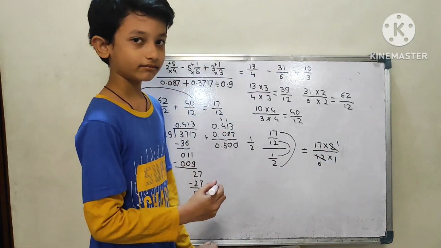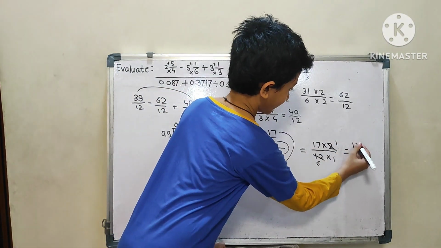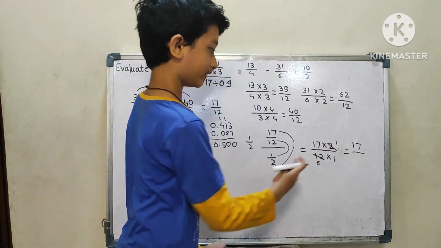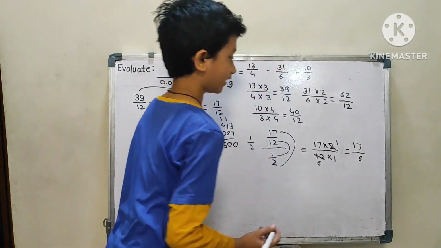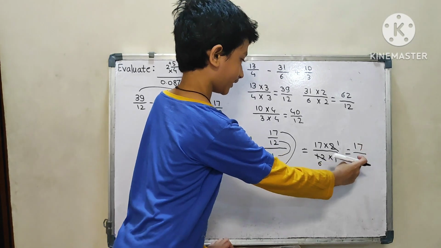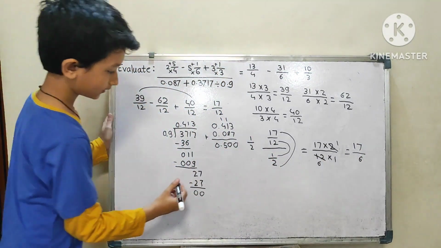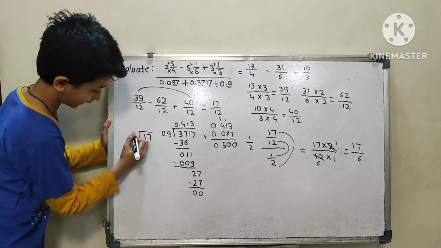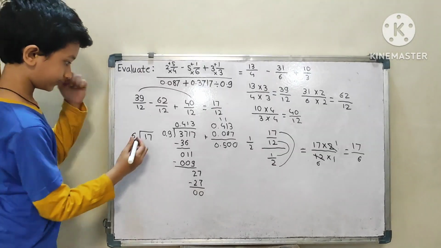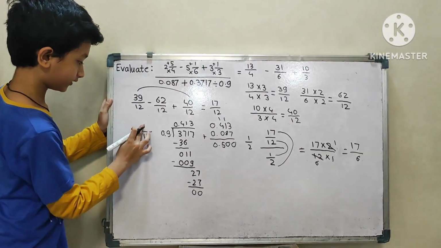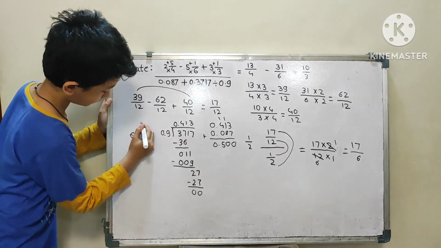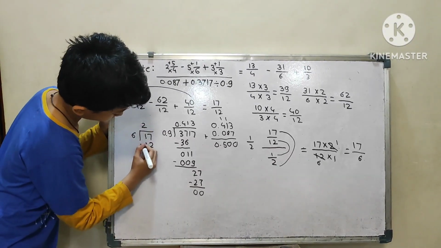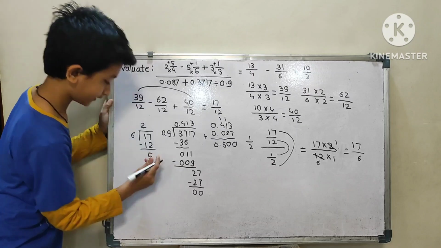17 into 1, which will be 17, and 6 into 1, which is 6. So now we are going to divide 17 by 6. First we will write here 17 and then divided by 6. So first 6 twos are 12, and we get minus 5 and then 5.